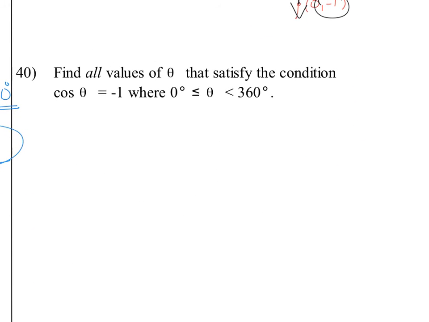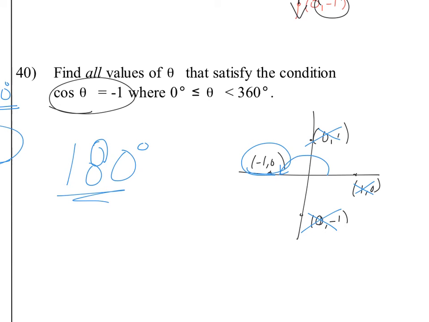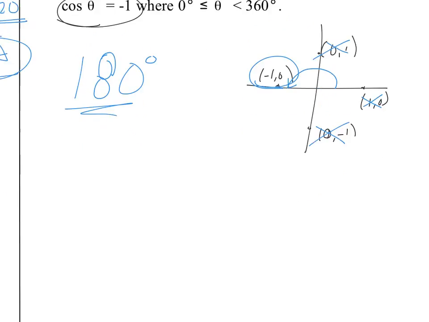Same question with cosine. We need those 4 points. 1, 0, 0, 1, -1, 0, 0, -1. I'm getting good at this. Where is cosine -1? So where are the x values -1? Here x is 1. Here it's 0. Here it's -1. And here it's 0. So it's at this angle, which is 180 degrees. See how I did that? Next.